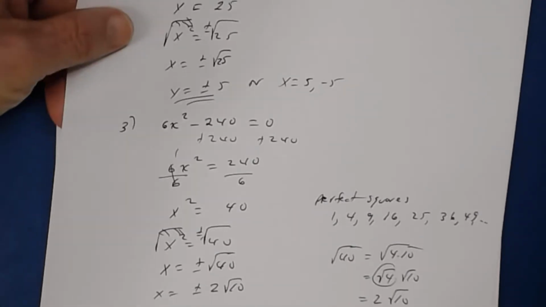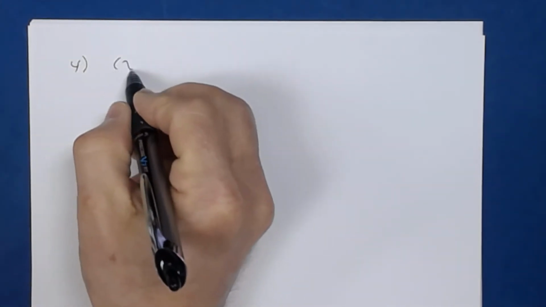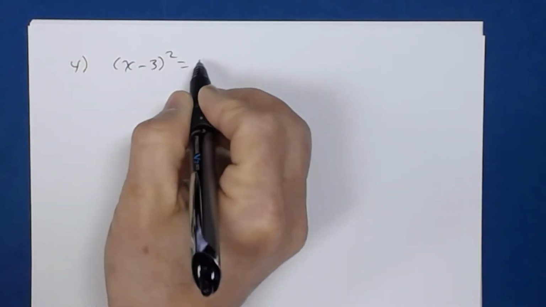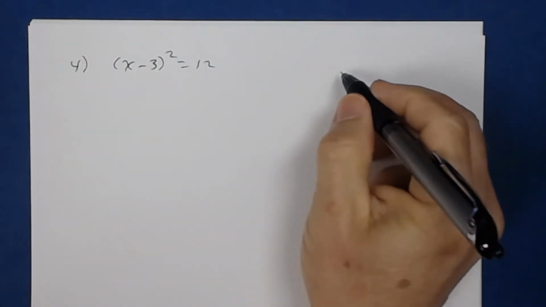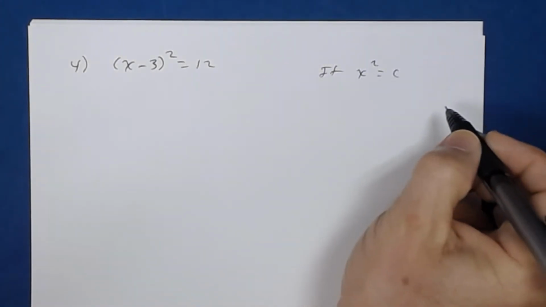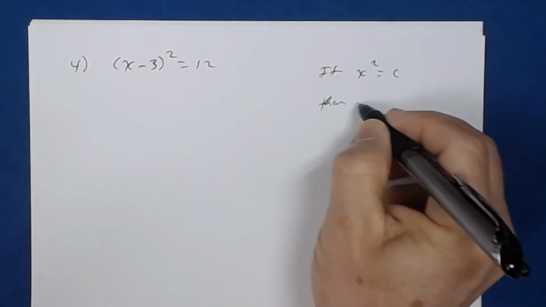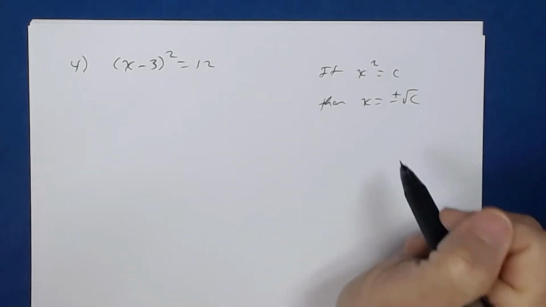All right, number 4. Let's suppose we had this: x minus 3 squared equals 12. Now, remember that when we did the other ones, we used the property that if x squared equals c, then x would be plus or minus the square root of c, right?